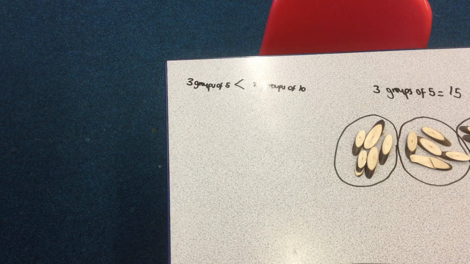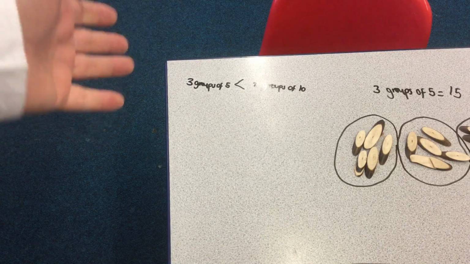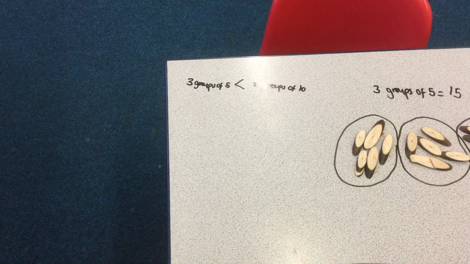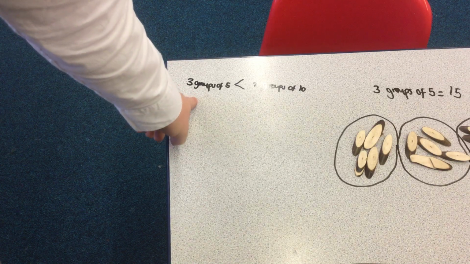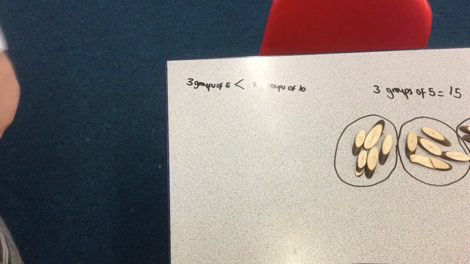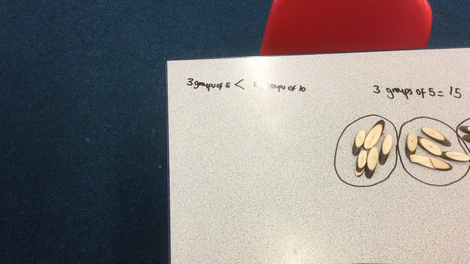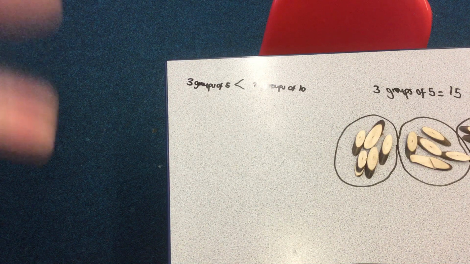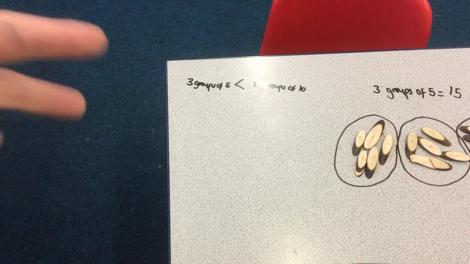So your job is to find out whether this would be true or would it be false. Now, you could have a go, again, making your own examples or doing your own drawings, finding out if this is true or false. So you need to work out what 3 groups of 5 is, and you need to work out what 2 groups of 10 is, and you need to see which is the greatest one. And remember, the crocodile will always face the greatest number in that one, okay?